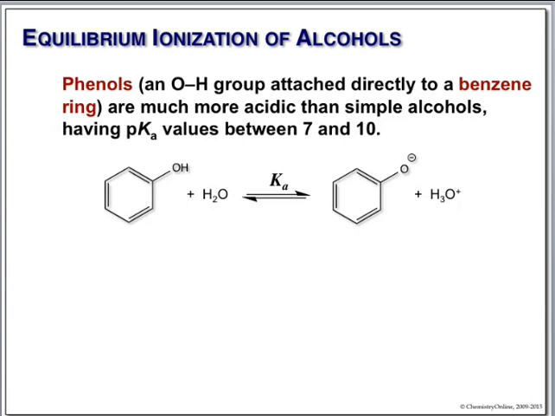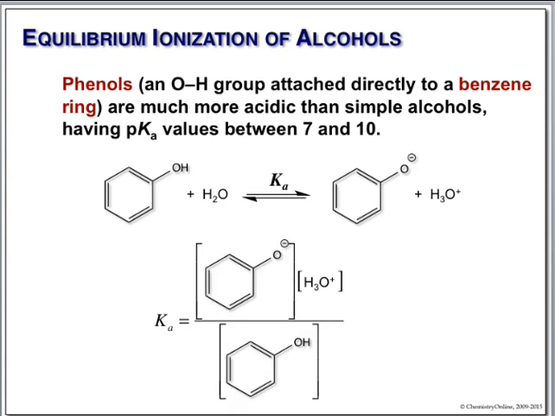Phenols. You will meet phenol, I think it's in chapter 14 when you do aromaticity. Again, this is an OH group that's attached directly to a benzene ring. Benzene ring tends to acidify the OH group significantly. Our oxyanion here, this is our dissociation constant once again.